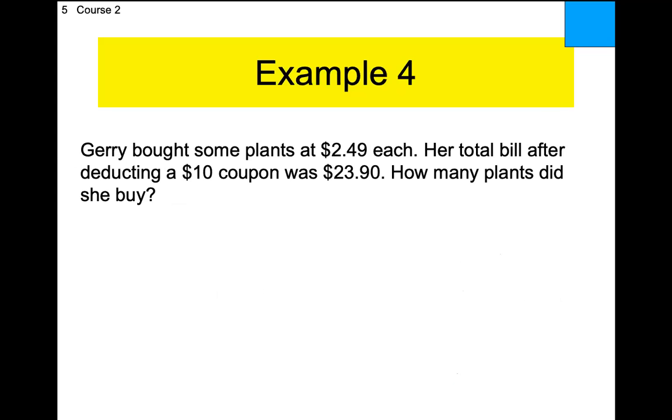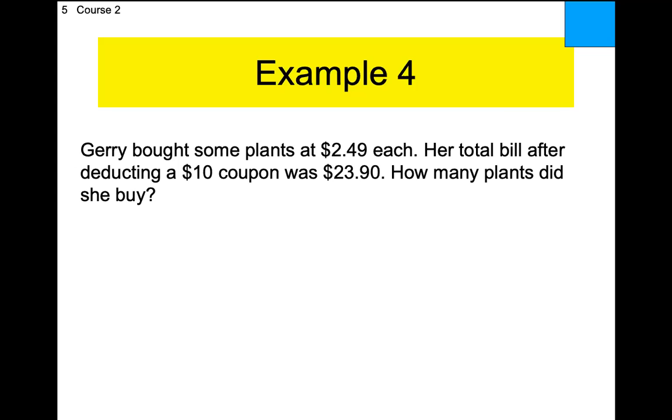Yep. All right. So we got Harry and Jerry. Jerry bought some plants for $2.49 each. Her total bill after deducting a $10 coupon was $23.90. How many plants did she buy? So a seemingly impossible thing to do. Wait, I don't know.